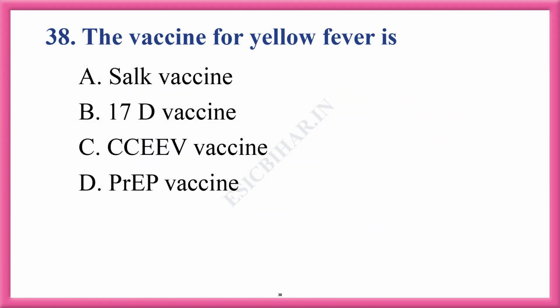Question 38. The vaccine for yellow fever is A. Salk vaccine, B. 17D vaccine, C. CHO vaccine, D. PREP vaccine. And answer is B. 17D vaccine.